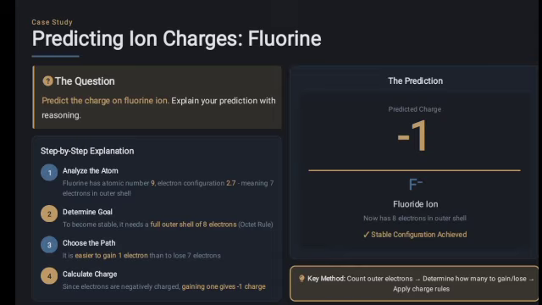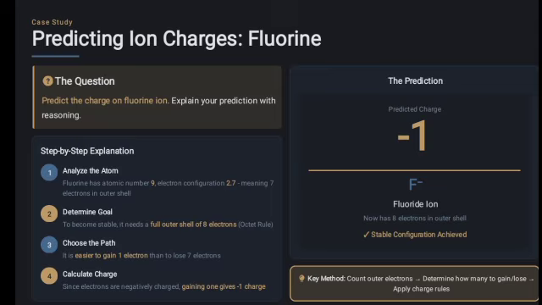Next, we will discuss how we are able to predict the ion charge. What charge will be there on that ion? Okay, now we will focus on an example. Predict the charge on the fluorine ion. Explain your prediction with reasoning as well. So step by step, I'm going to explain it.